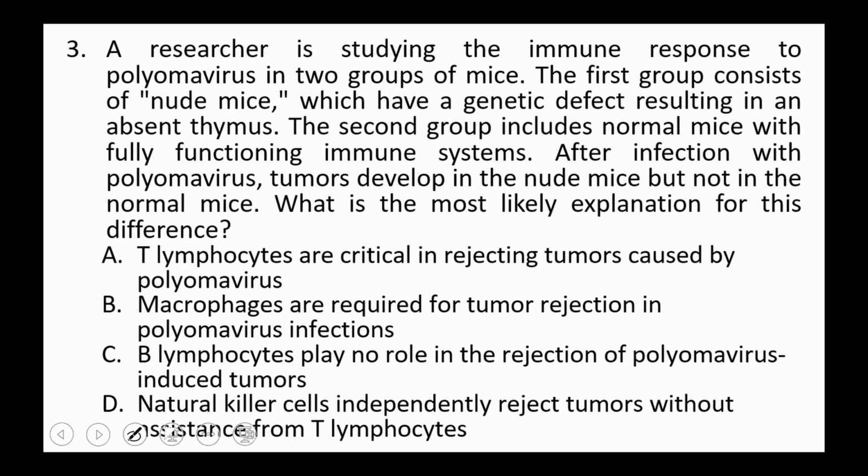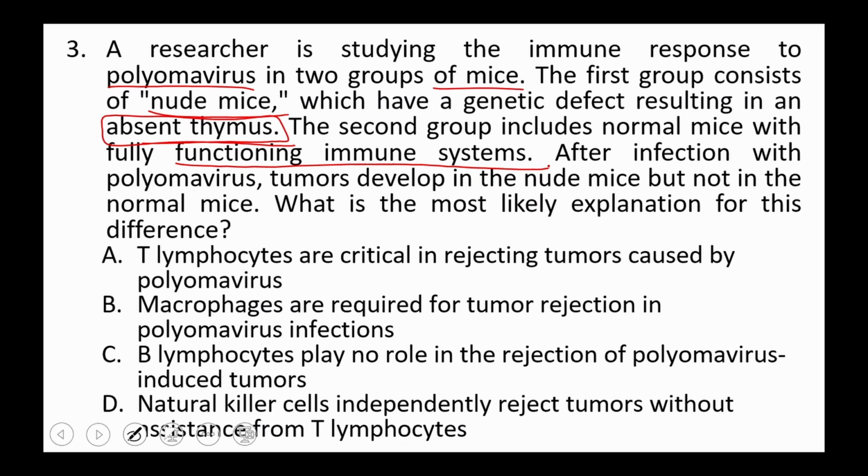So let's move to the third question. A researcher is studying immune response to a polyomavirus in two groups of mice. So there is a virus in two groups of mice. The first group consists of nude mice which have a genetic defect resulting in absence of a thymus. So there is a nude mice without a thymus that makes them obviously immune deficient. The second group includes normal mice with fully functional immune system. After infection with polyomavirus, tumor developed in nude mice but not in normal mice. What is the most likely explanation for this difference?